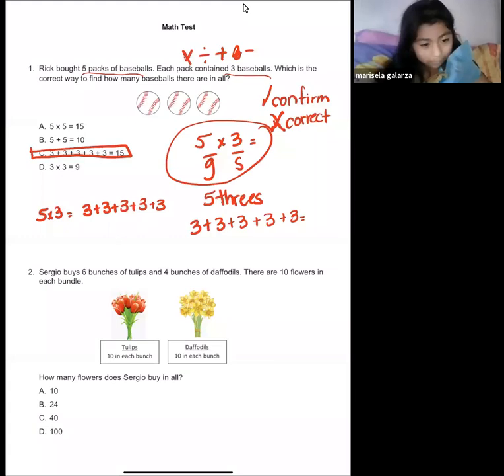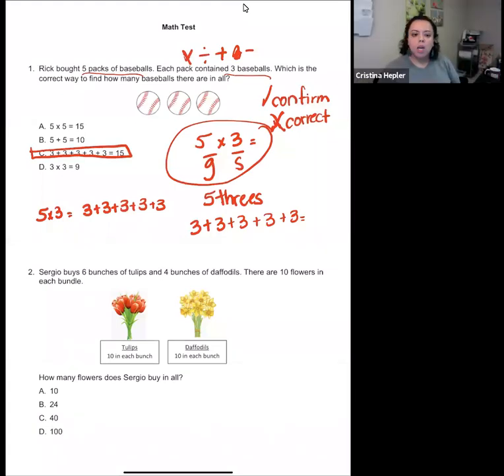Let's look at number 2. Number 2 says, Sergio buys 6 bunches of tulips and 4 bunches of daffodils. There are 10 flowers in each bundle. So there are 6 bunches of tulips. There are 4 bunches of daffodils. On the chat, tell me, is this 1 step or 2 steps? Is this problem 1 step or 2 steps?